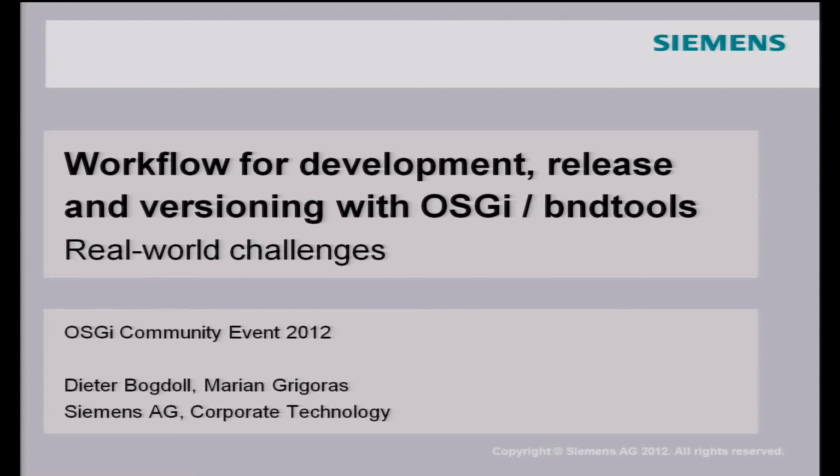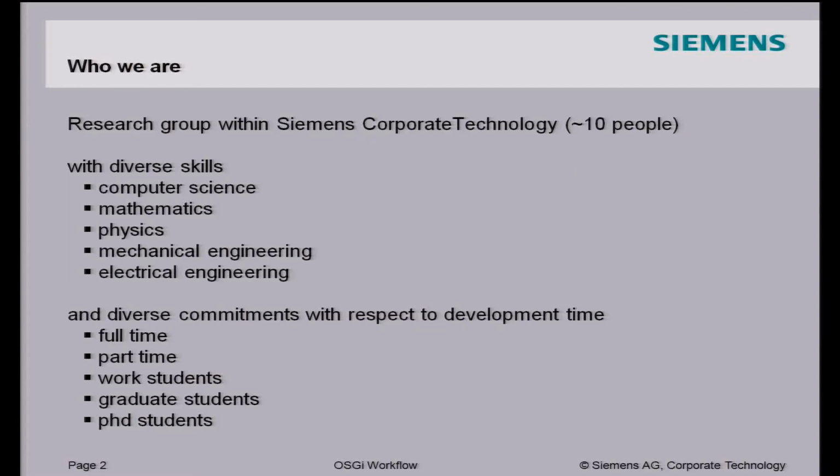we came and what problems we found. But before we go to the workflow, I wanted to tell a little bit about our group, so we can see it in context. We are in a research group in Siemens. We are around 10 people with diverse skills. So we have computer science, we have mathematics, we have all this stuff. Important is that not all people are very deep into software development. So that's not our main focus.